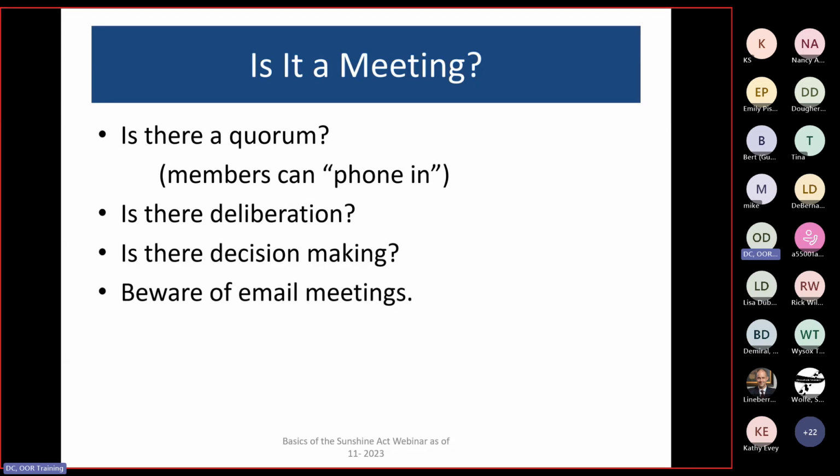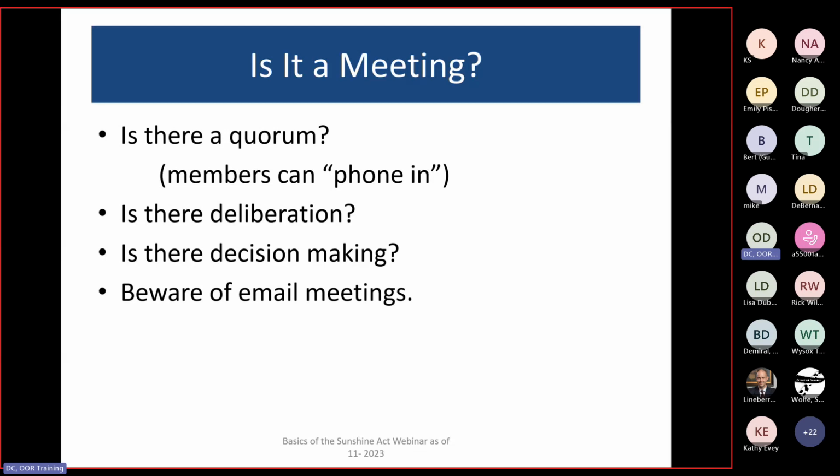Okay. So, yes, you can gather. You just need to be careful about what it is you talk about, what it is you do, because if you're deliberating or if you're making any decisions, you could be in violation of the act.